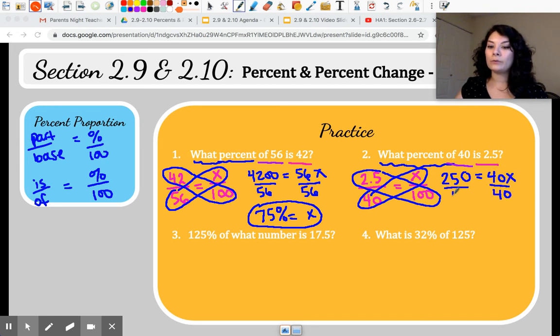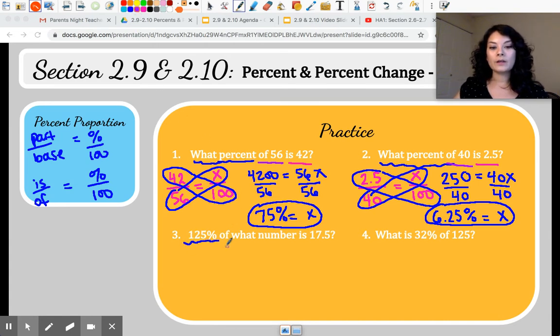I solve the one step by dividing, and when I do it in my calculator, I get 6.25. And again, we were looking for the percent, so I have to make sure I put that symbol in my answer. Okay, let's take a look at the next one.